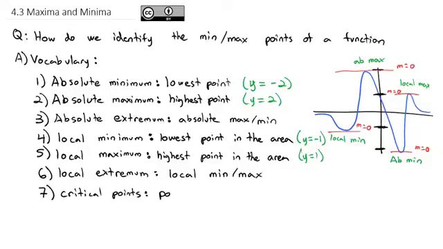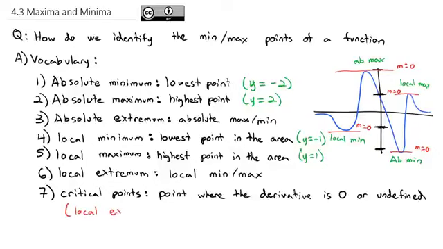Critical points are points where the derivative is either 0 or undefined. And what's really important there is it might be a local extremum. It's not guaranteed to be a local min or a local max, or even an absolute min or an absolute max, but it certainly is a very good candidate for that to occur.